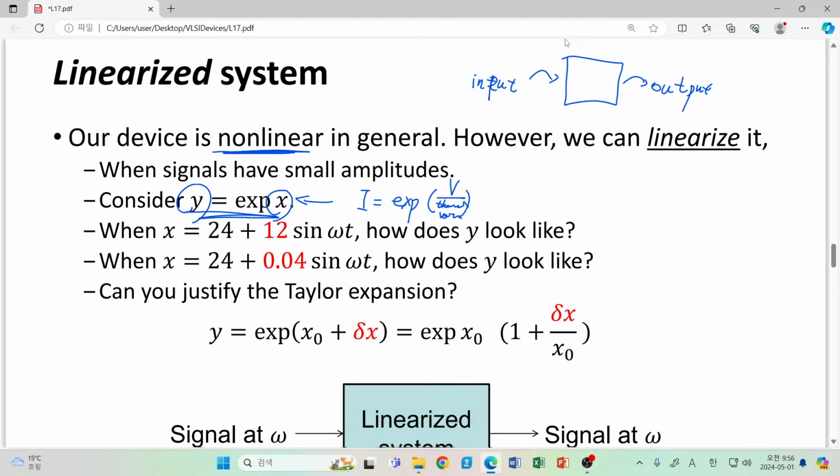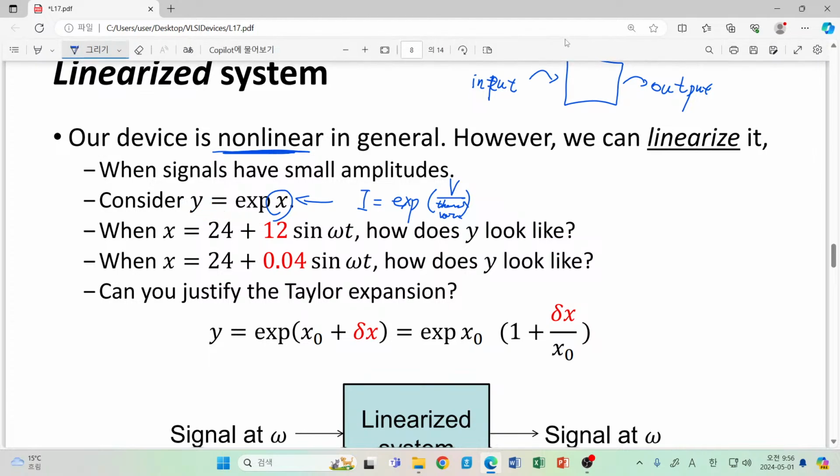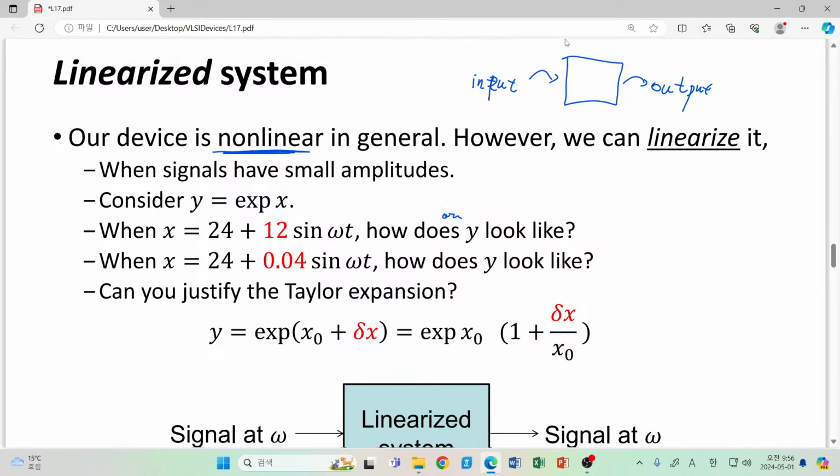So then I actually have two questions. Now let's assume that we want to calculate y. We still want to calculate y, but let's assume x is given by a certain time-independent number, 24, plus 12 times sine omega t. Here omega is angular frequency, 2 pi times frequency.